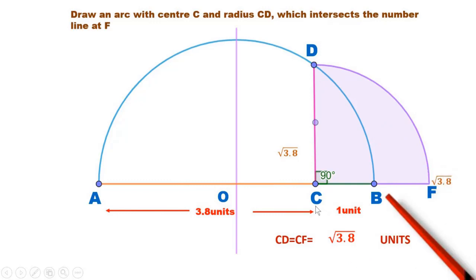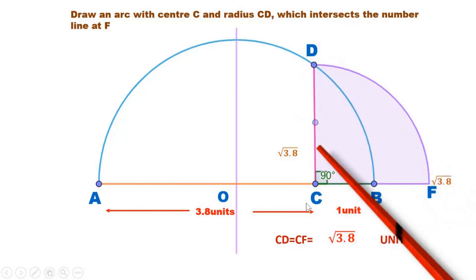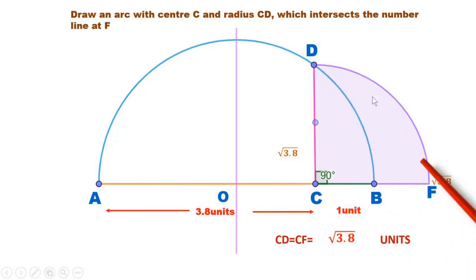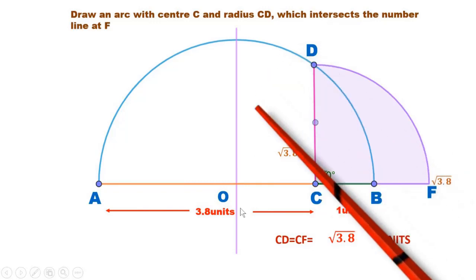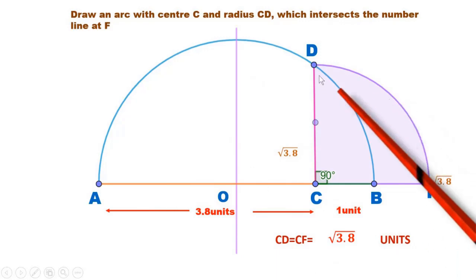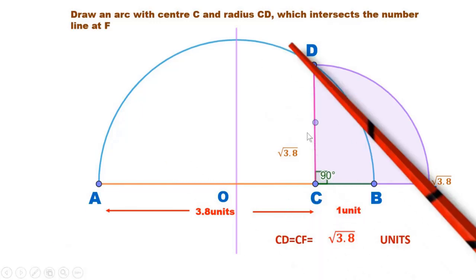Why? Because CF is equal to CD. Why is CF equal to CD? Both CF and CD are radii of the same circle with center C. Hence, if CD is equal to root 3.8, then CF, the other radius, will also be equal to root 3.8 units. That is, in our case, it is root 3.8 centimeter.